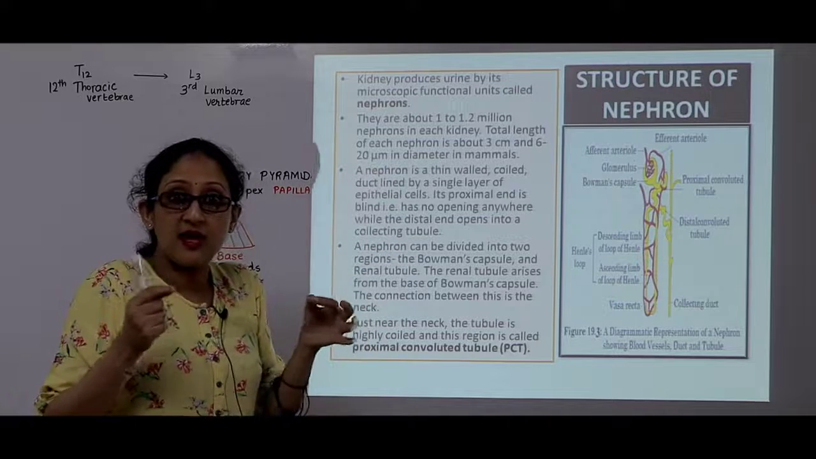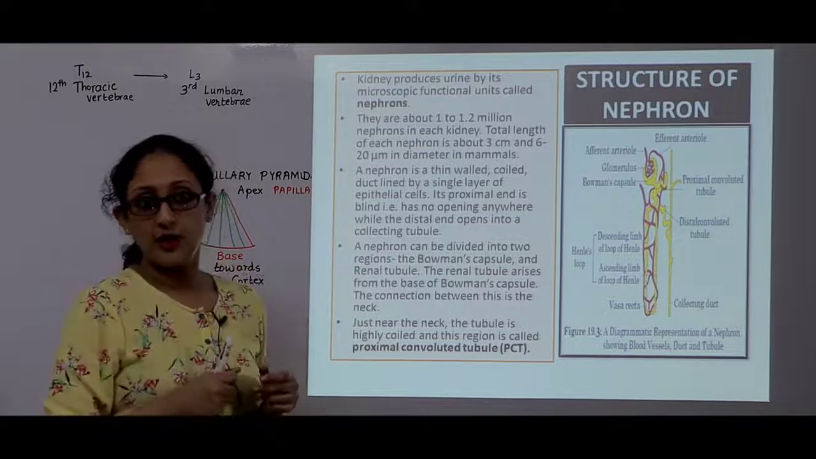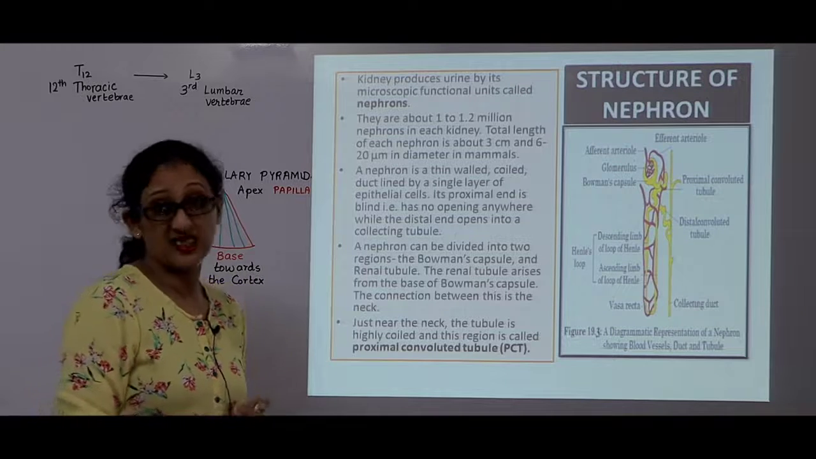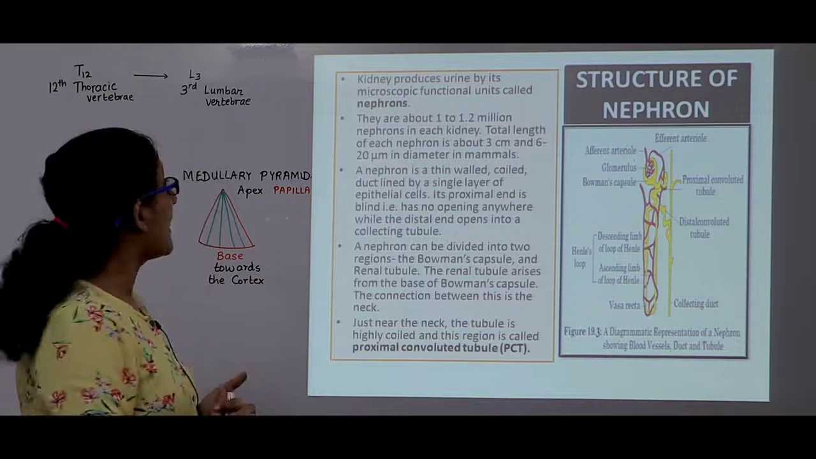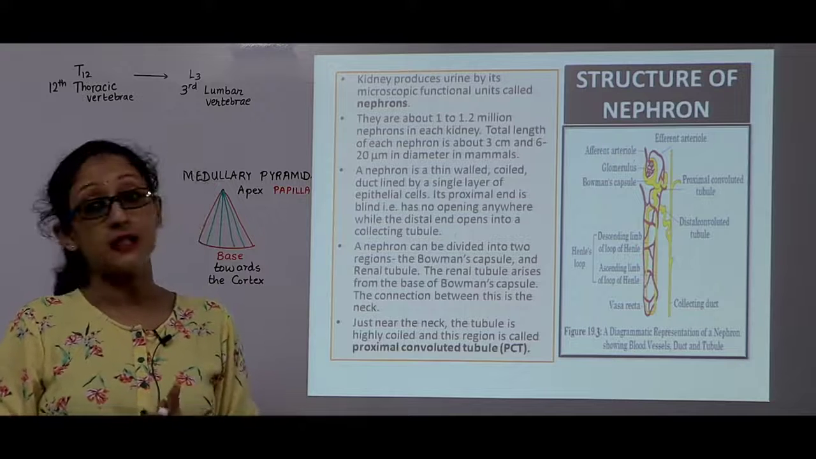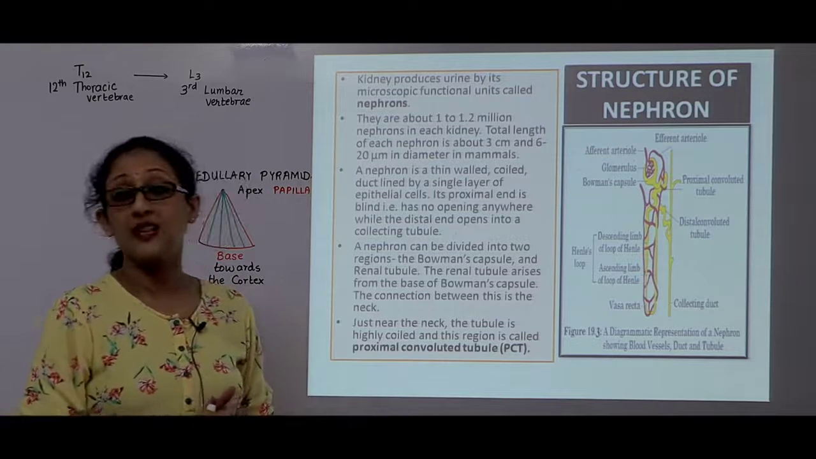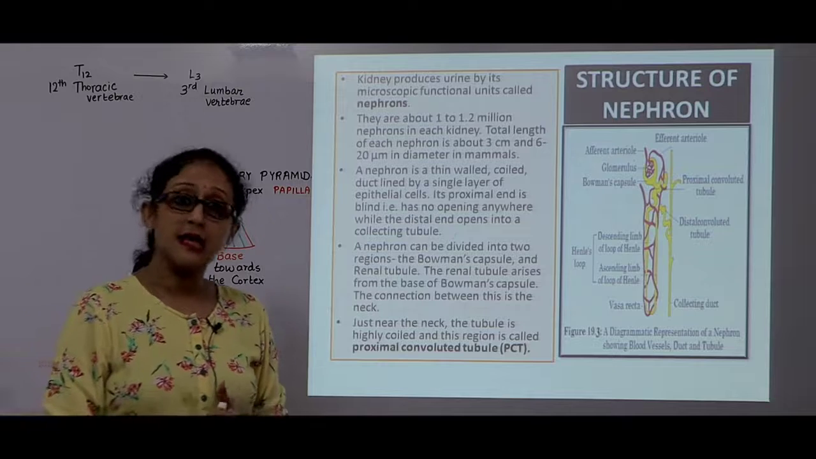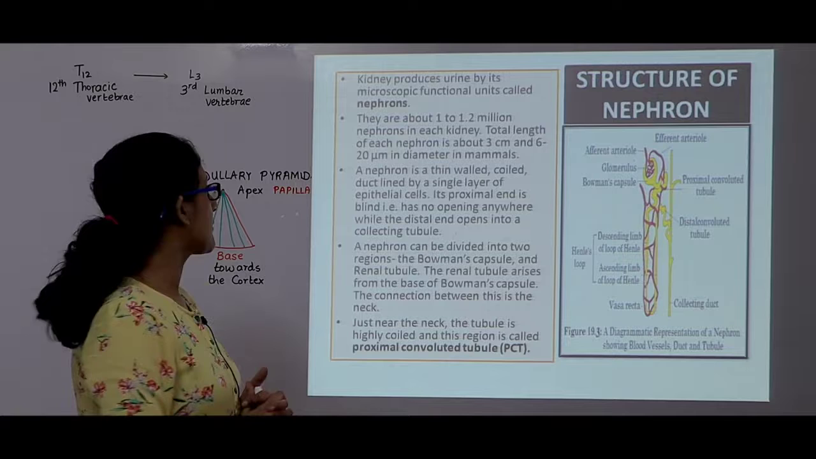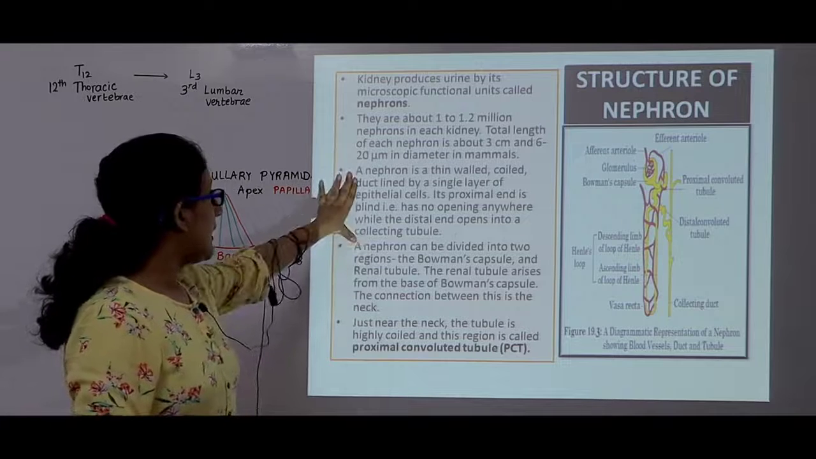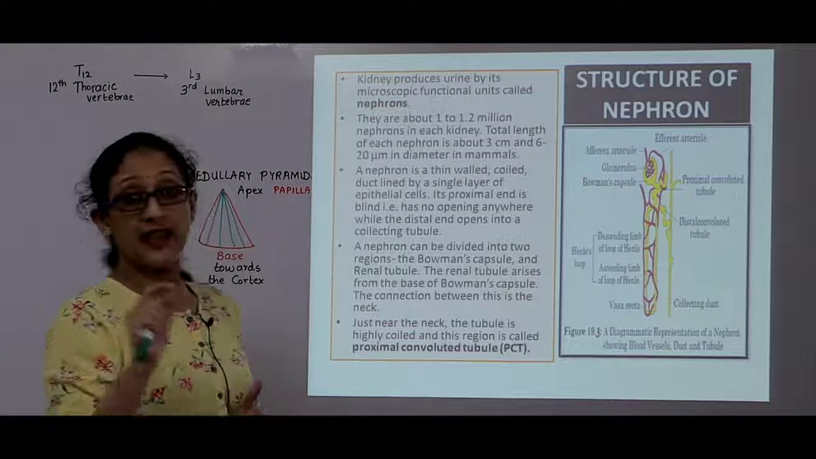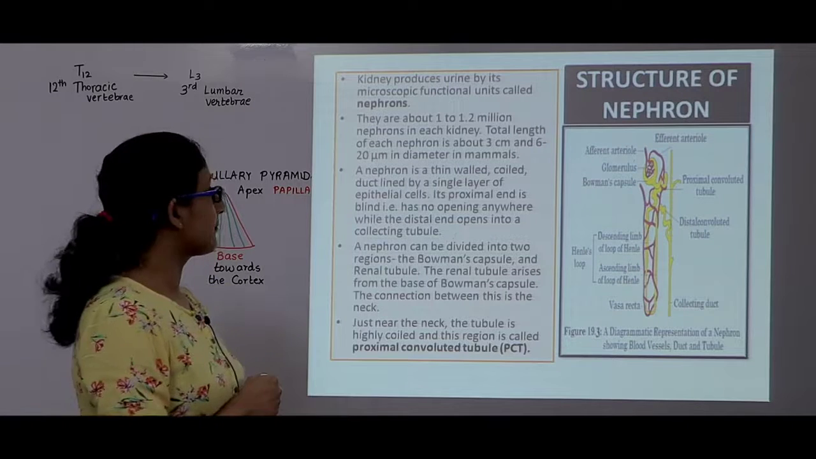The dimensions of the nephron: it's a long thing. You can't see it, it's very thin and highly coiled. The length is around 3 centimeters and the thickness is so fine, 6 to 20 microns. A micron is 10 raised to minus 6 meters. It is thin walled, highly coiled, with a single layer of cells. Underline: single layer of cells.